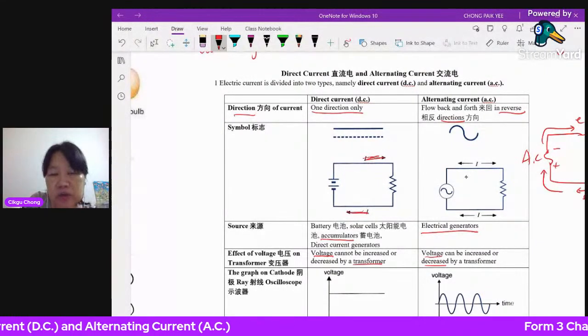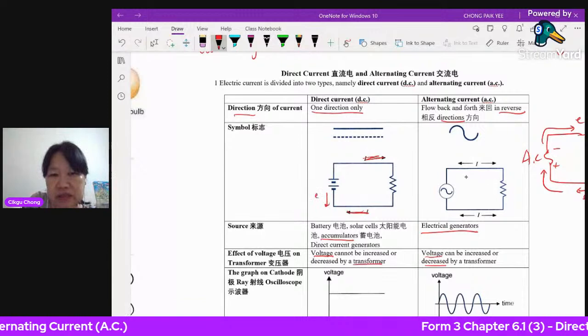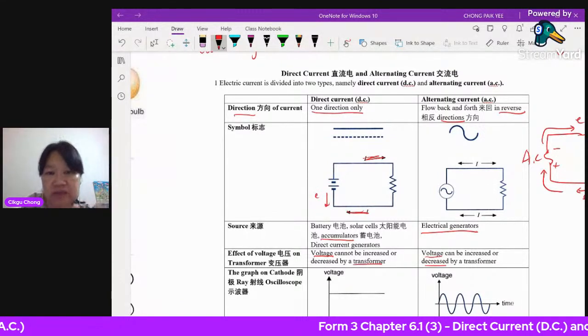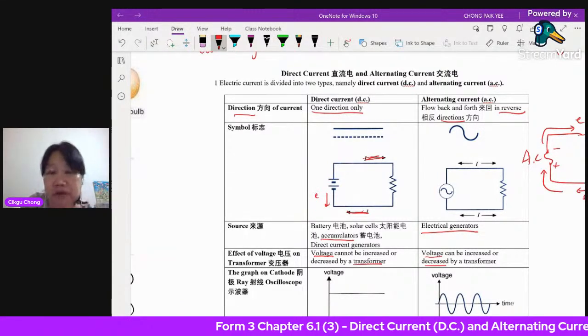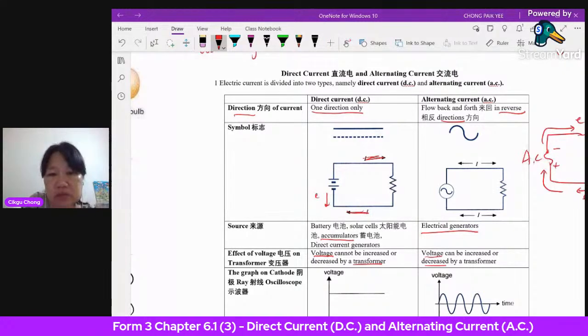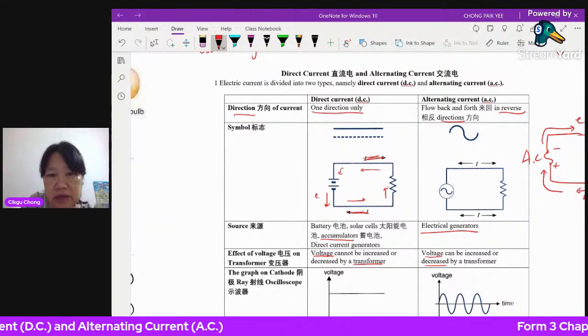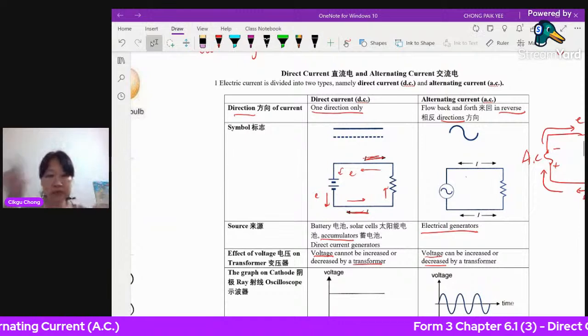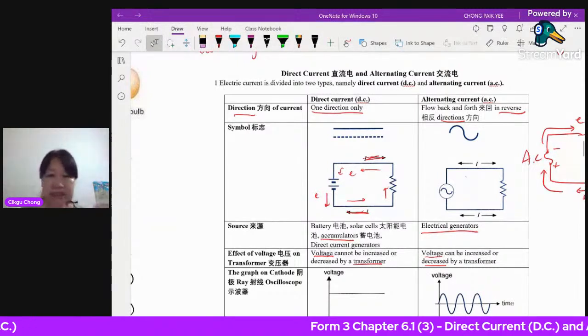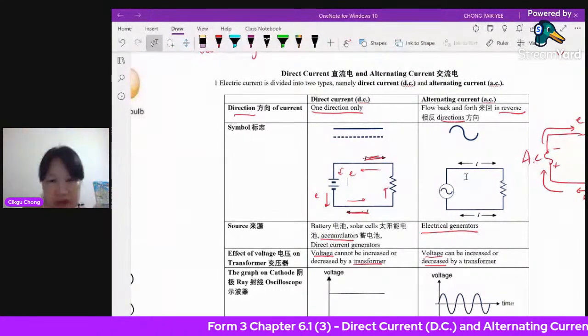Electrons always come from the negative. Looking at this, the shorter line represents the negative and the longer line represents the positive. So this is the battery. The electron moves along the wire, goes past this resistor, then comes back here. This is the direction and it's always like that, so we call this direct current.